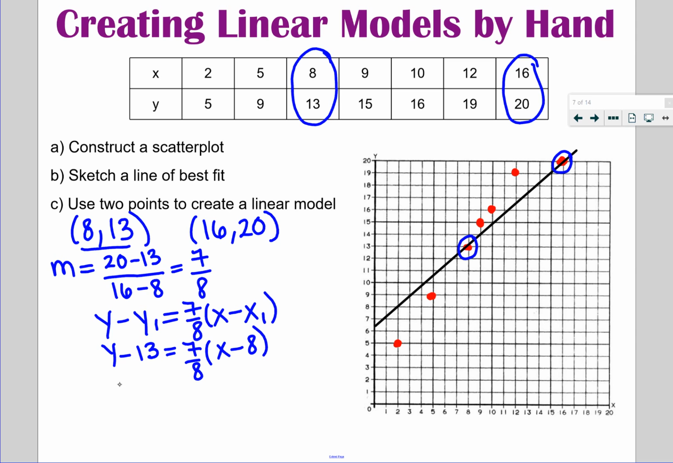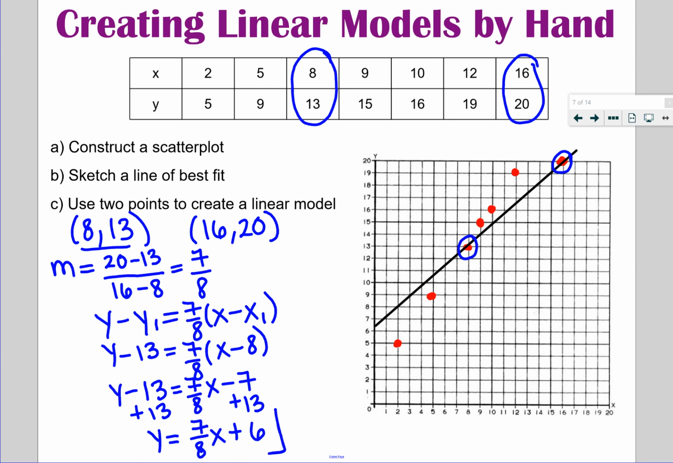From there, I'm going to distribute my 7/8 through, which is going to give me 7/8 x minus 7. And then finally, we're going to add 13 to each side. So our final answer is y equals 7/8 x plus 6. And if we want to check if that's reasonable for what we've drawn here, you can see where I'm touching the y-axis is approximately at 6. So that's my y-intercept that we're seeing here in the graph.